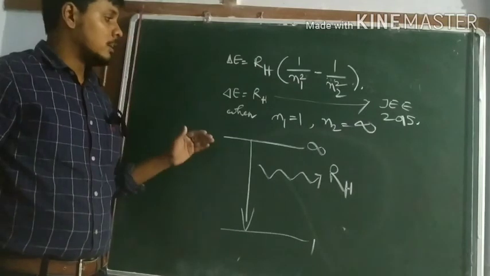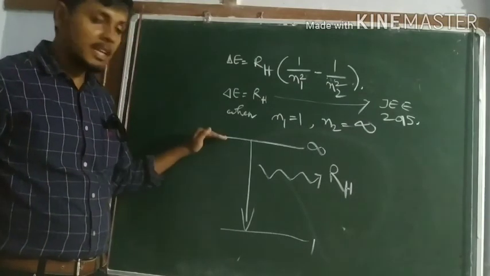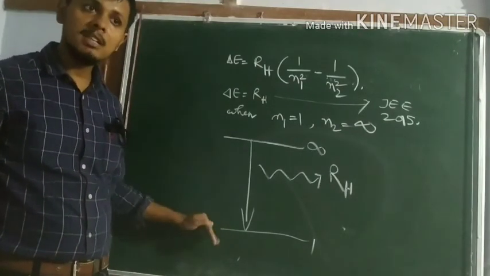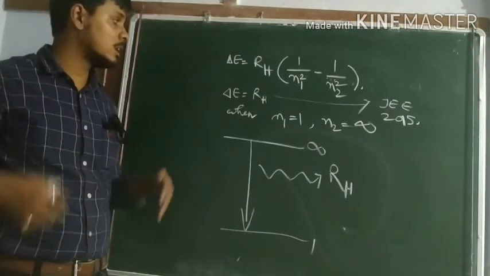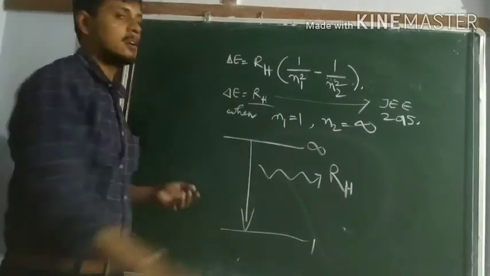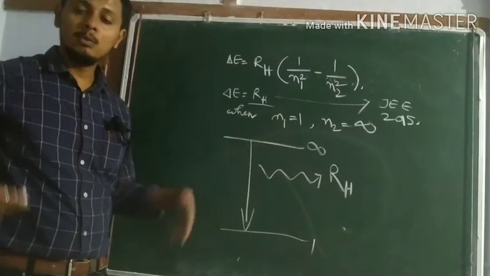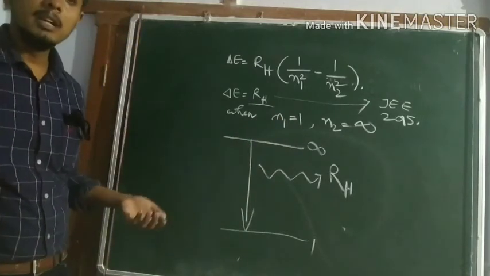When an electron moves from infinity to the first energy level, what is the amount of energy released? The amount of energy released is the Rydberg constant RH joule, or 109677 centimeter inverse.